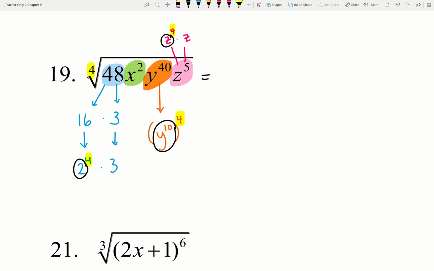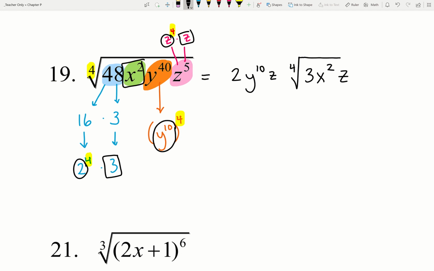So I'm just going to erase this list over here just for the time being, just so I have enough room to write. Everything that was circled goes outside the root, so we're going to say 2y to the 10th z. That is everything that had enough money to leave the root. And then everything else is going to have to stay underneath the radical symbol. So we'll say fourth root, 3 was left over. X squared was left over, so x squared. None of the y's were left over, but we did have a z left over, so we'll go ahead and write that z down underneath our radical symbol, okay?